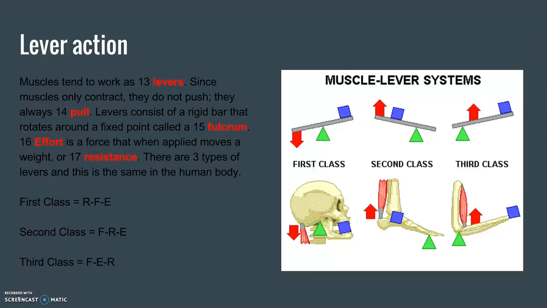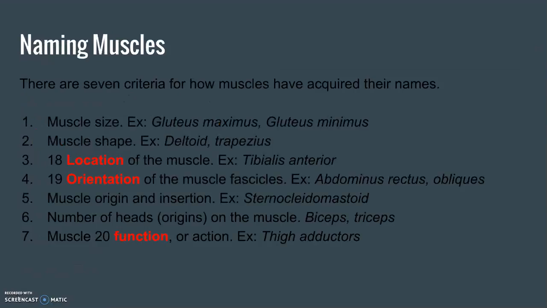And the third class lever is the fulcrum, where effort is applied and the resistance is lifted. So those are the three different types of levers, and our body works in the same way.